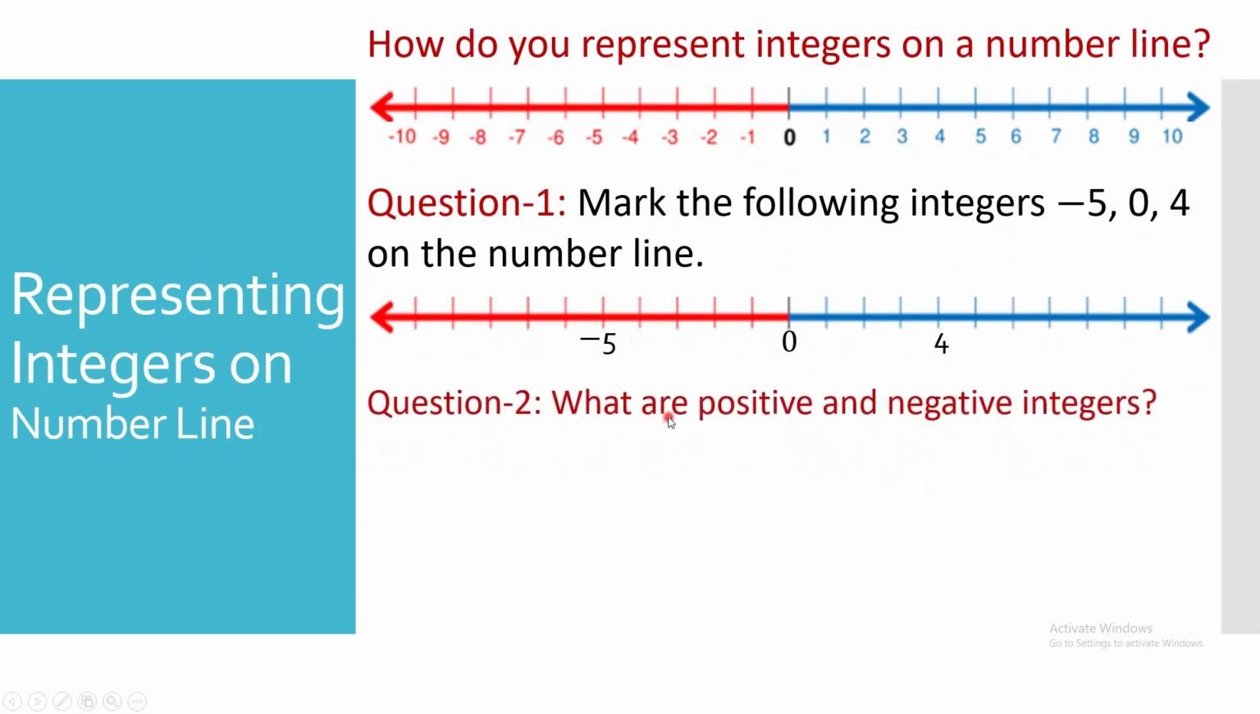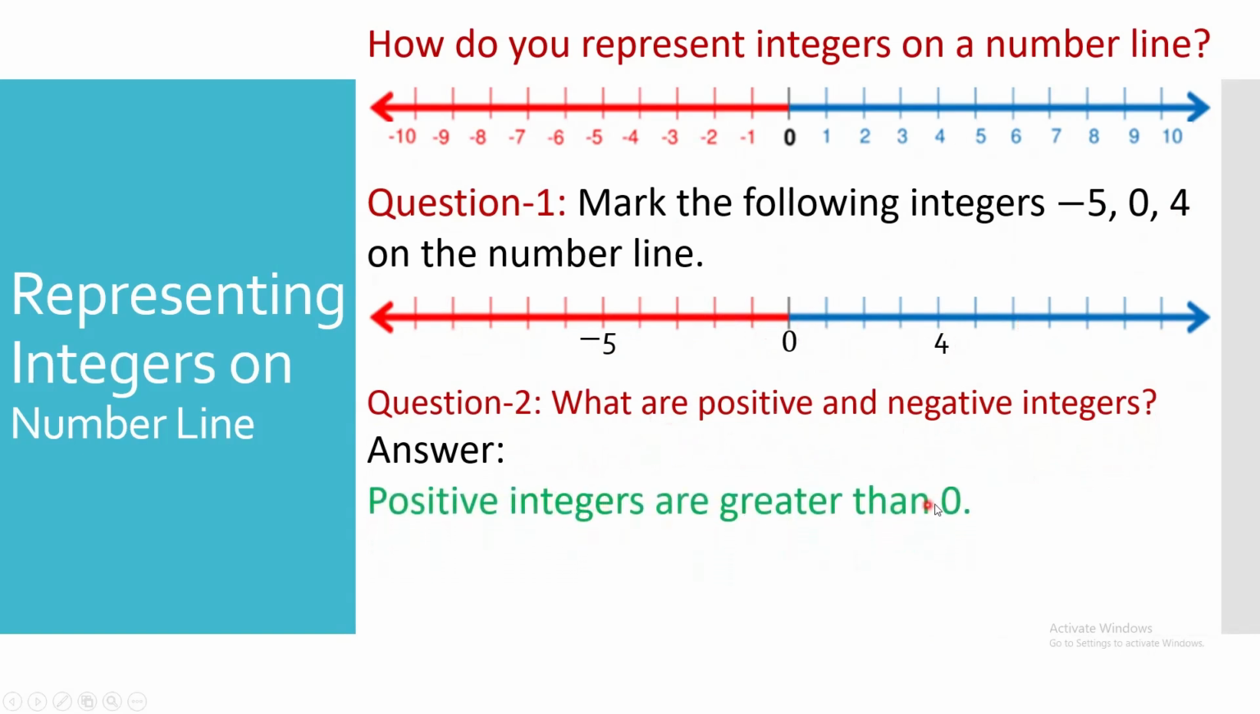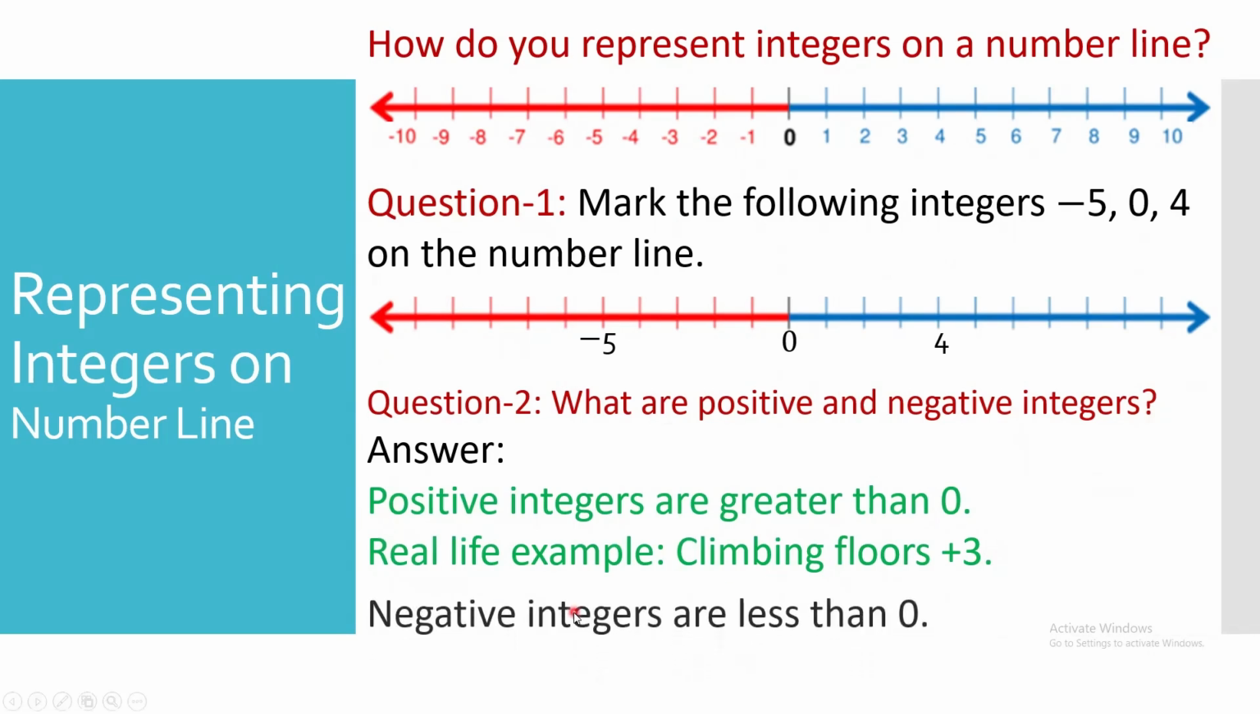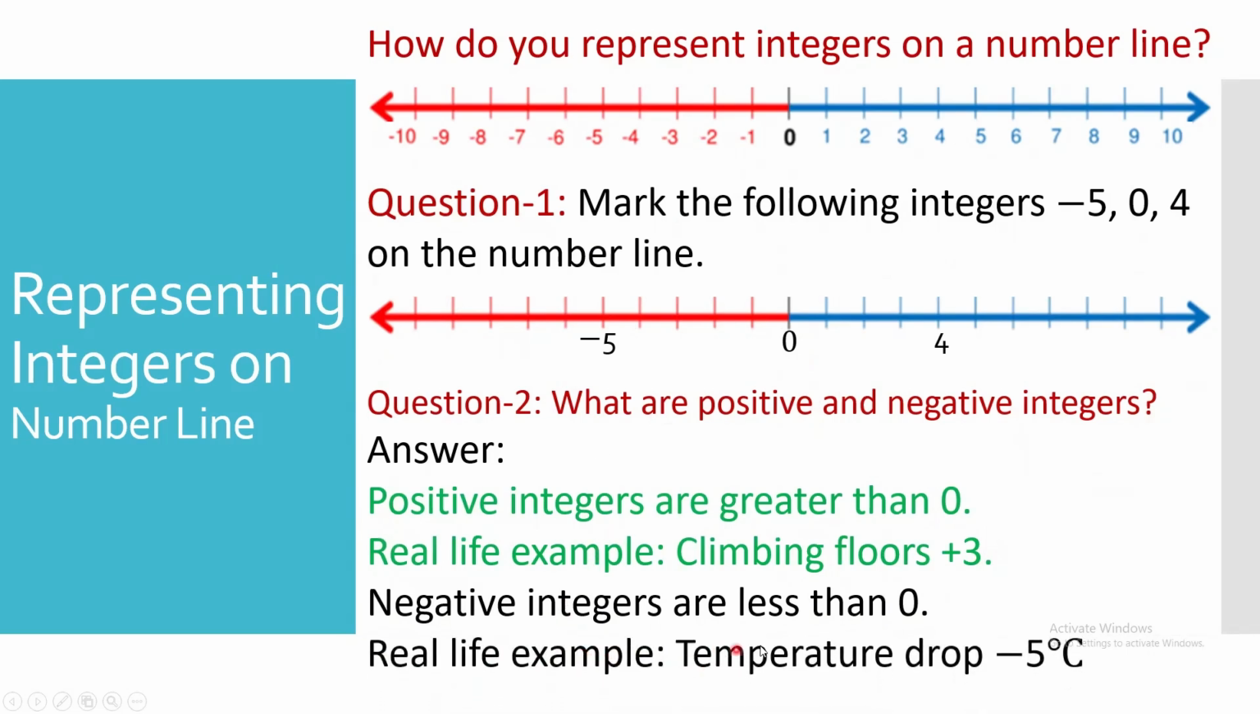So this is the location of -5, the location of 4 and 0. Question number 2, what are positive and negative integers? You know very well that left of this 0, all these are negative, right of this 0, all are positive. So how should you answer? Positive integers are greater than 0. So greater than 0, all are positive integers. Real life examples like climbing floors, plus 3 while you are moving in the lift or the elevator, you see plus 3 means you are going up above 0. Negative integers are less than 0. They are below 0. Real life examples can be a temperature drop of -5 degrees Celsius.